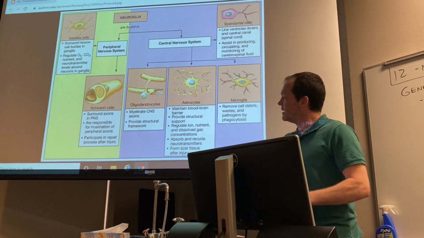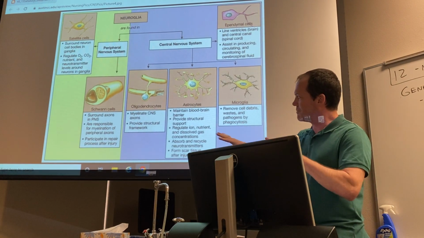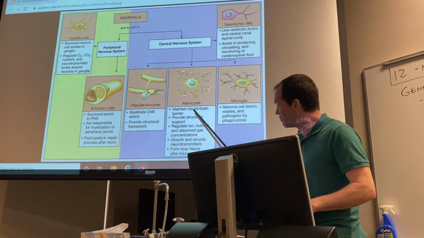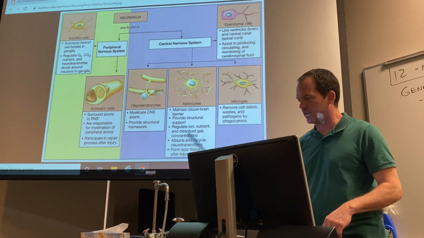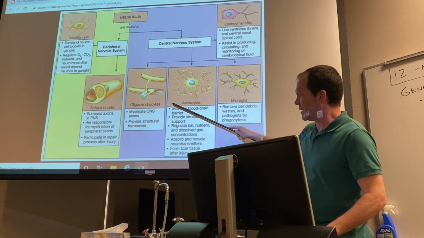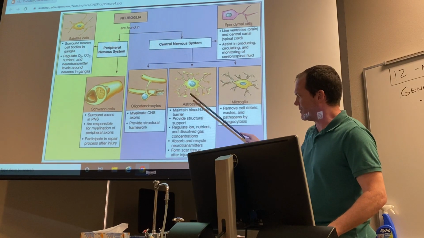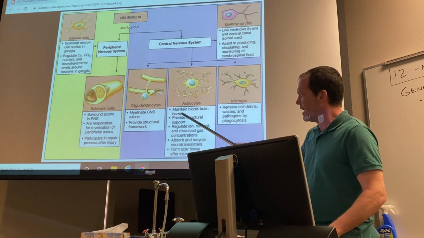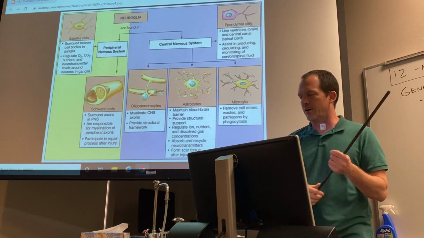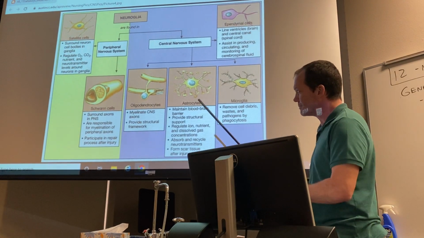So these guys keep a distance between your blood and your brain. This is called your blood-brain barrier. Nice alliteration there. And it keeps pathogenic things and toxic things out, and it does a lot. It's kind of like a support system for the neurons of your central nervous system.